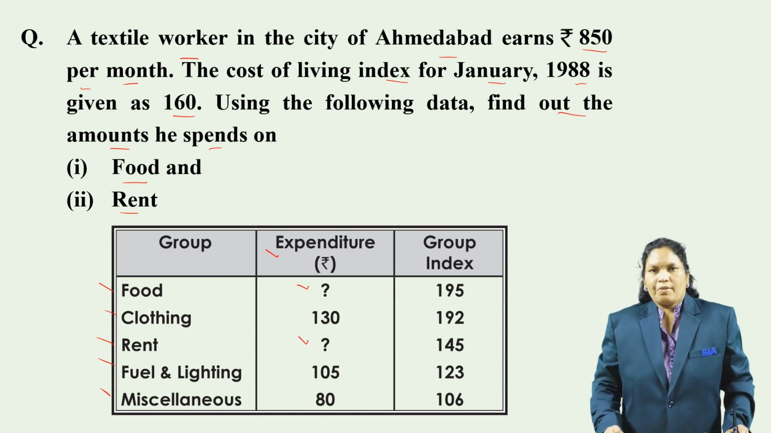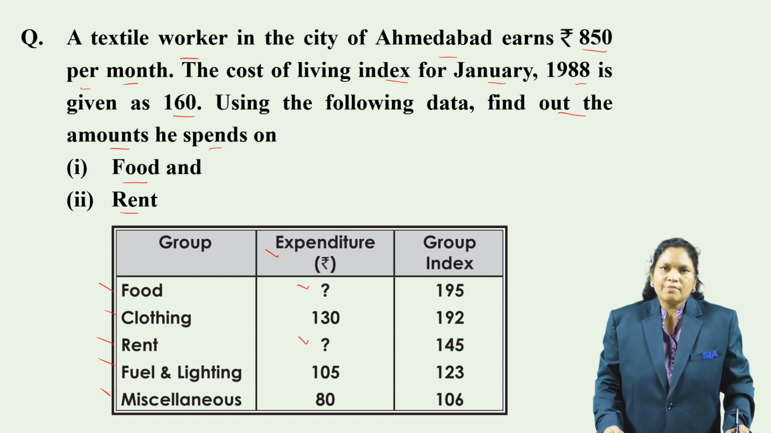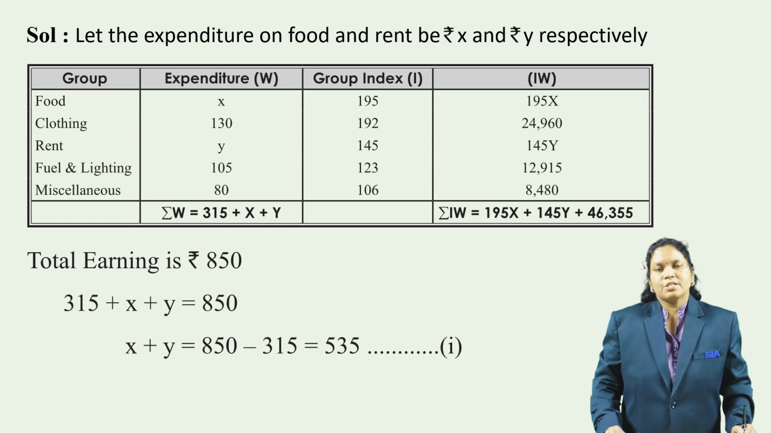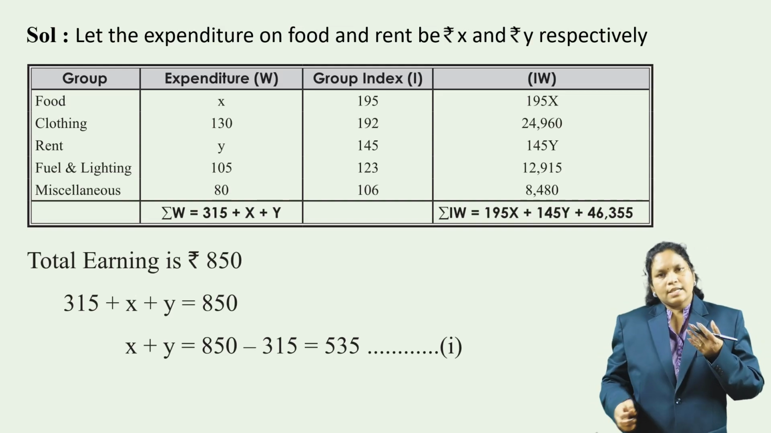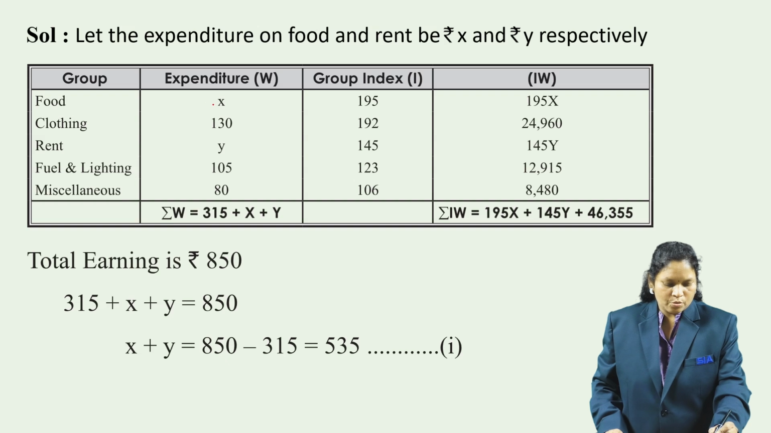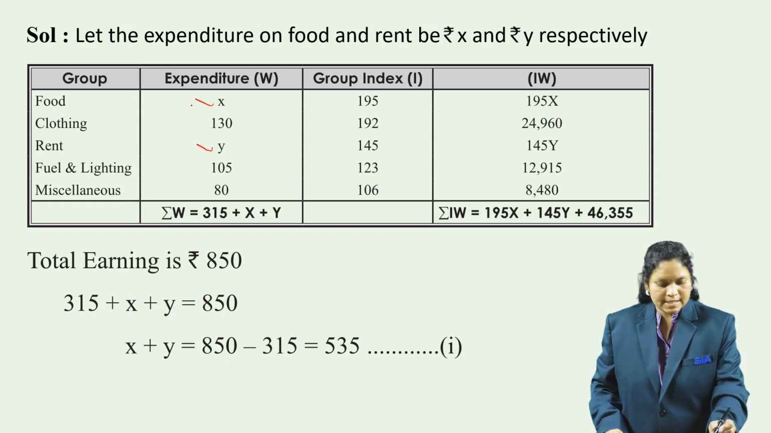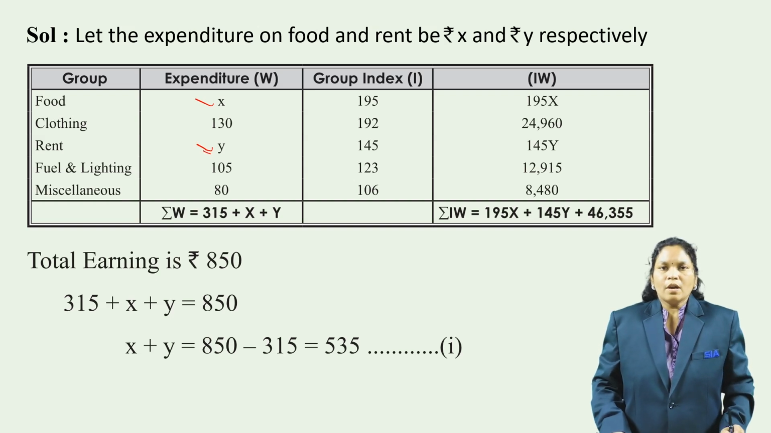Let us utilize that given information and try to find the x and y values. I'll consider whichever values are missing in expenditure as x and y, and we need to identify them. So I've considered the missing food value as x and the rent as y. Now let us go for obtaining them.